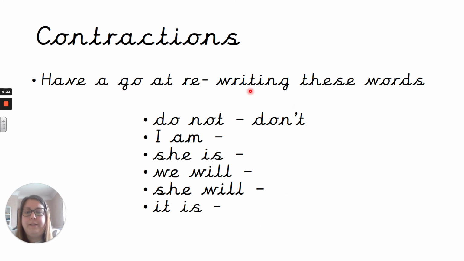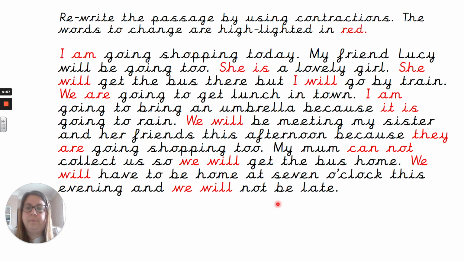So now I want you to have a go at rewriting these words. So I've put some here and you may be able to look back at the ones you've written to help you. So do not would change to don't. What would I am change to? She is, we will, she will, and it is. Pause the video and write the contraction word for these ones here.